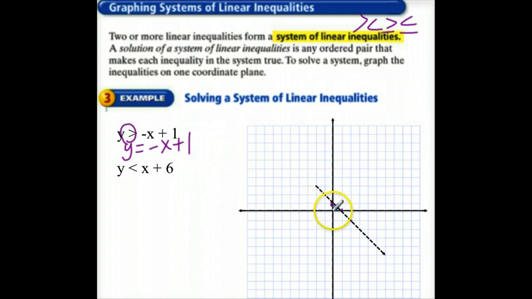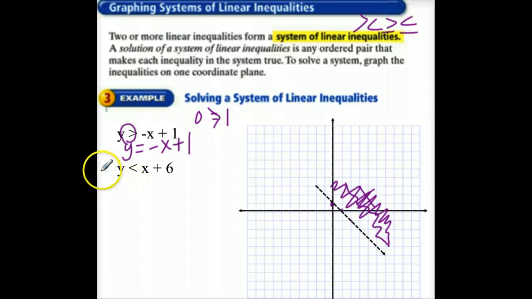I'm going to use 0, 0 as a point because it isn't part of my graph or my line. If I put 0 in for y, 0 should be greater than negative 0, which is just 0, plus 1. Is 0 bigger than 1? No, it is not. So with this line, I'm going to be shading this side. I'm just going to mark it right now. If you want to lightly shade with your pencil, that would work. I'll show you why you want to do it lightly. Okay, so this side of my line.